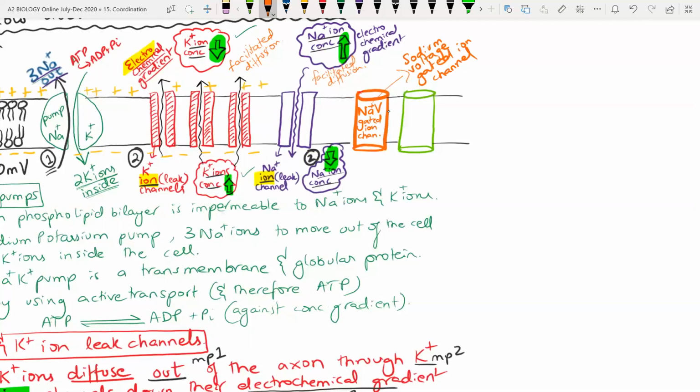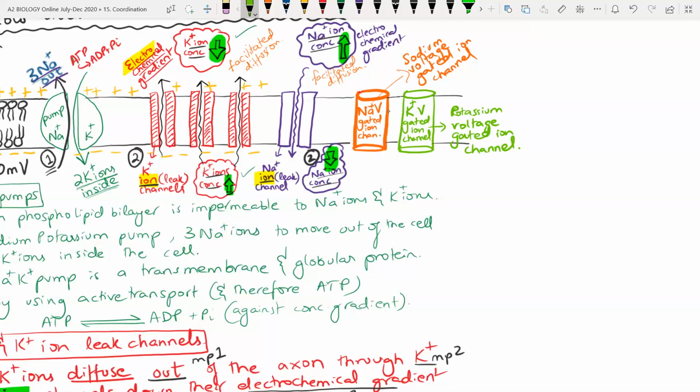And the green guy is the potassium voltage gated ion channel. Okay, let me label that here. That's the potassium voltage gated ion channel. They have nothing to do in resting membrane potential.